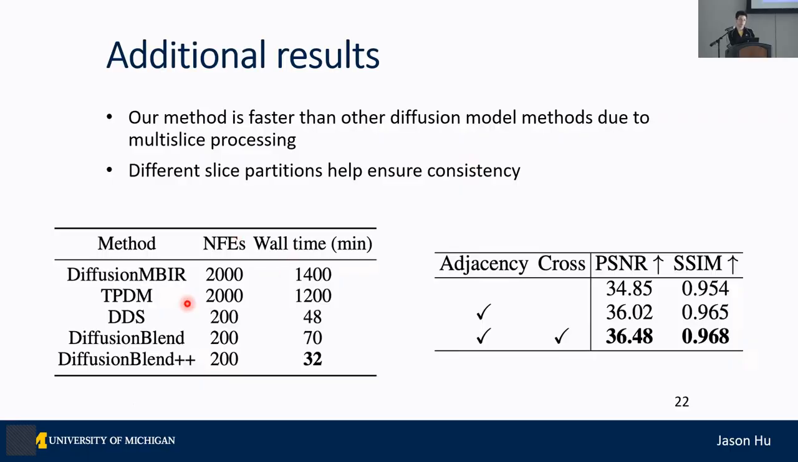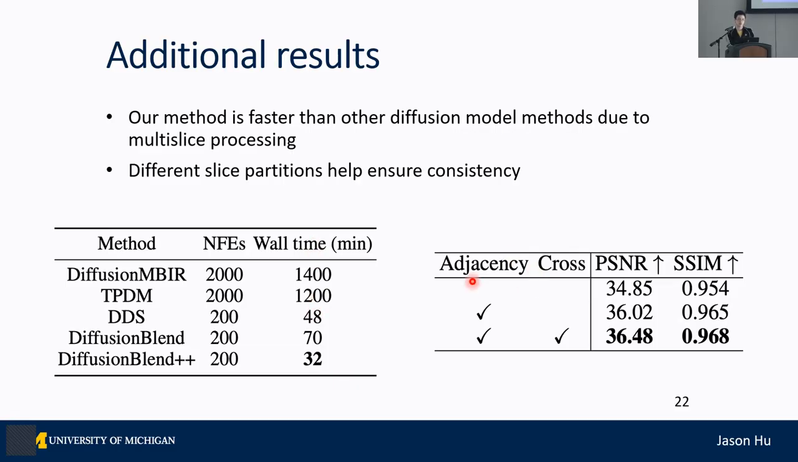Okay, and just to compare the wall time, this is a pretty slow process. Even our method is a pretty big improvement over some of the previous methods, but it's still pretty slow, just because diffusion models in general are an iterative process which requires a lot of iterations. But at least it's a big improvement over some of the previous methods.